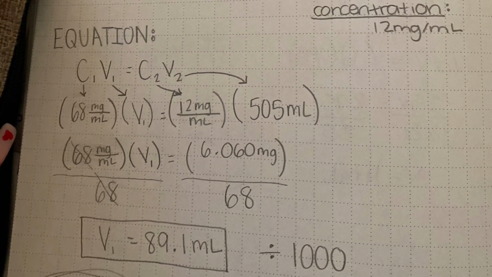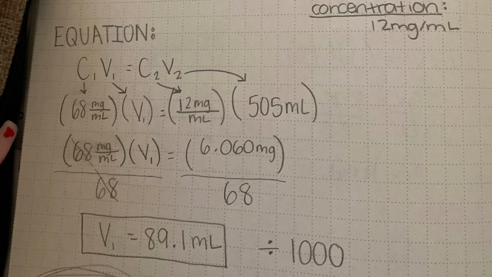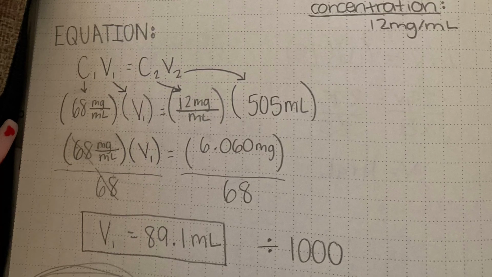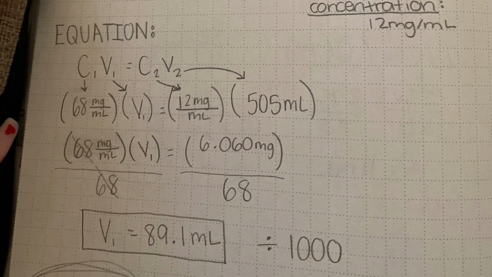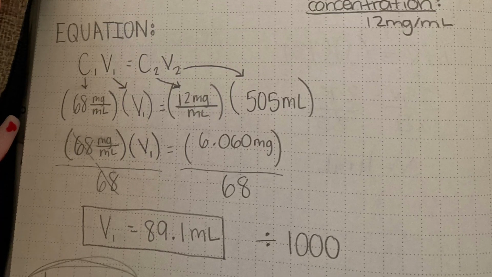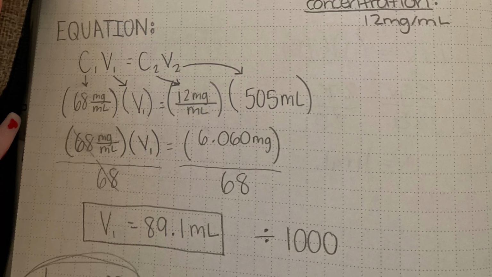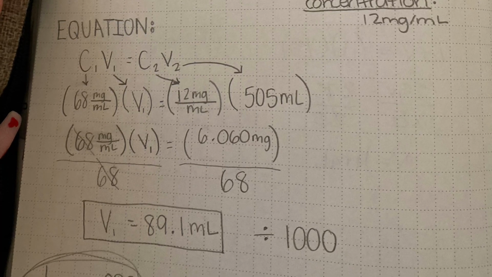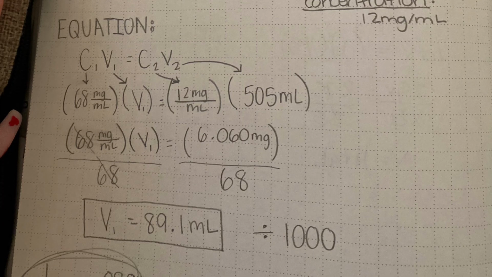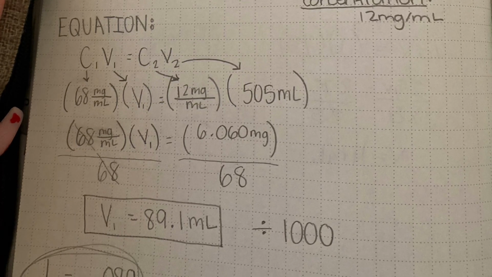So now we have to work with the other side of the equation, and we're trying to get the V1 alone. So what we should do is divide both sides by 68 so that we can get the V1 by itself. Since we're dividing by 68, the 68 milligrams per milliliter would cancel out, leaving V alone. Next, we have to divide 6,060 milligrams by 68, which would give us 89.1 milliliters.